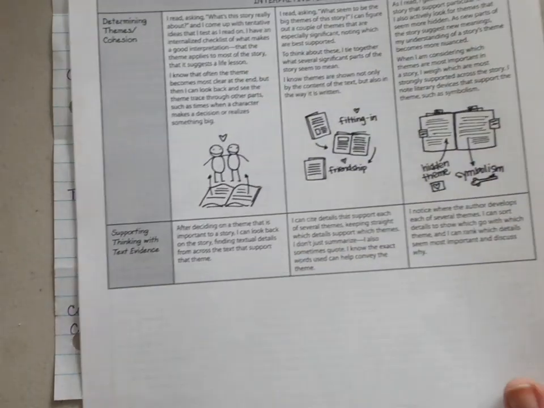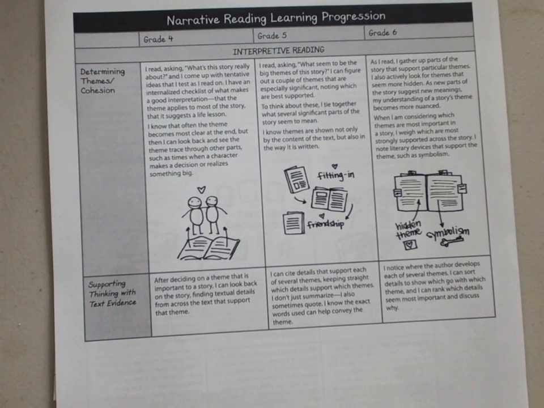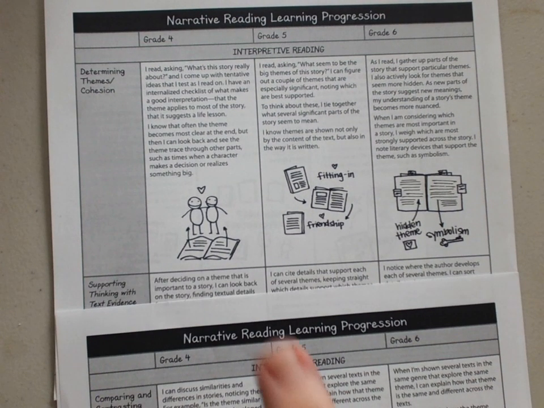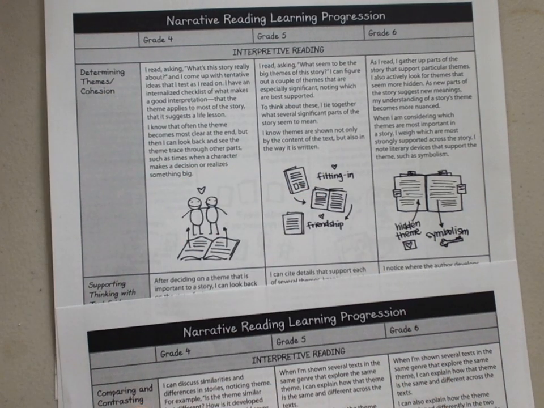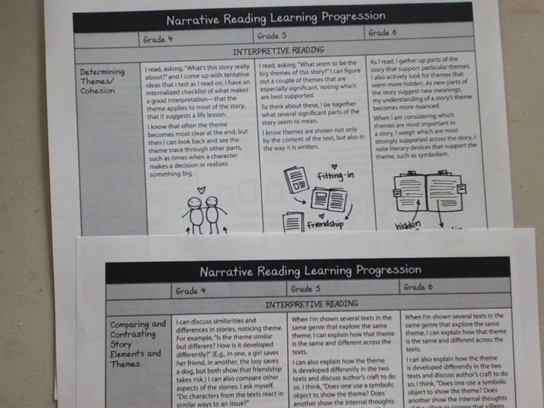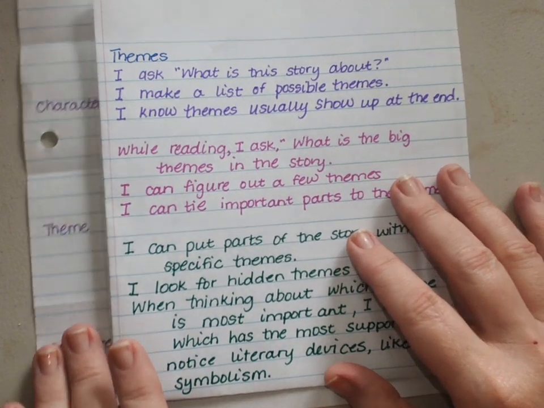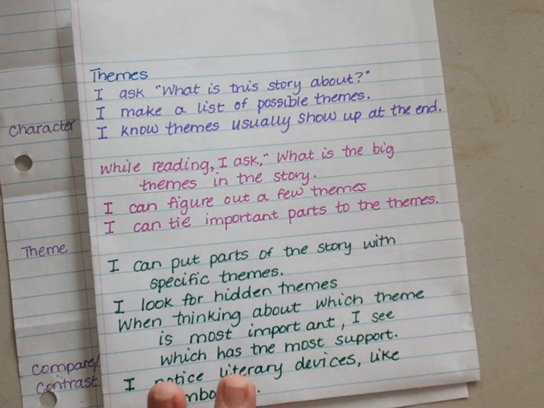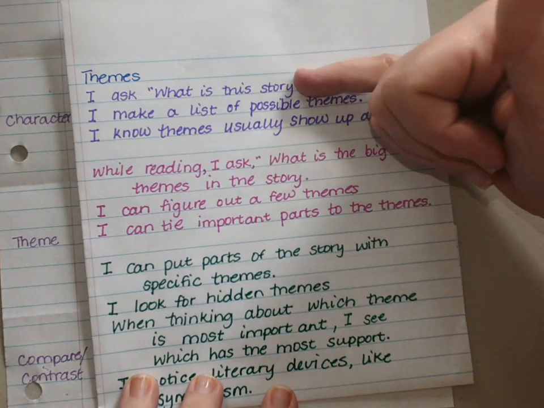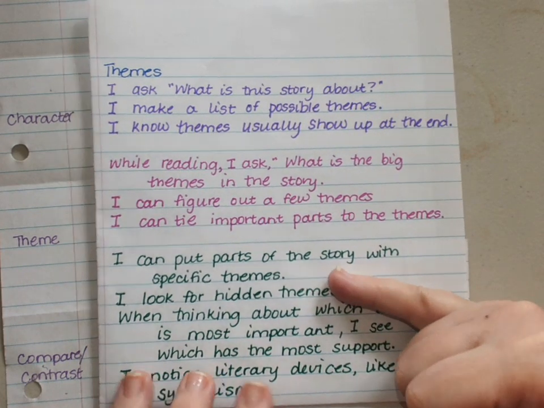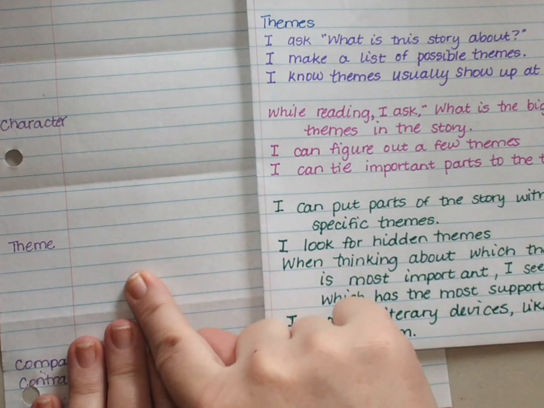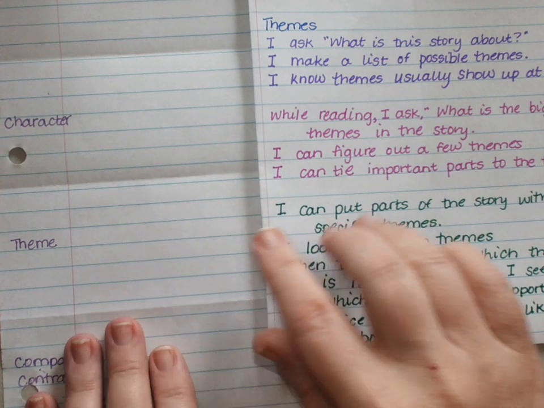In the HyperDoc, I have these two documents that are your learning progressions for themes and comparing and contrasting. You don't have to look at these if you don't want to. I've tried to break them down for you, but I would like for you to look at these. I put pictures of these on there as well, and this just kind of breaks it down. So let's look and see what you might want to write down as a goal for yourself outside of theme.